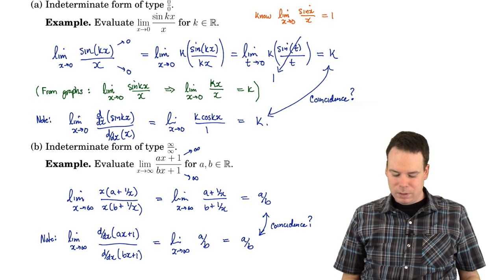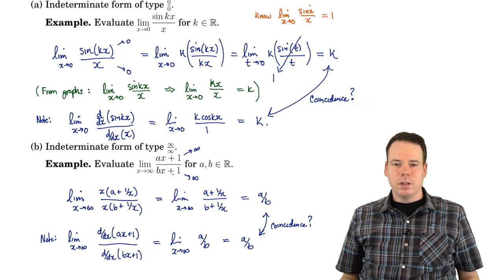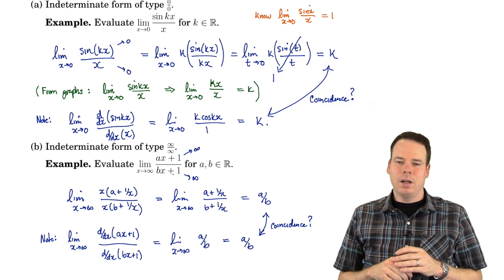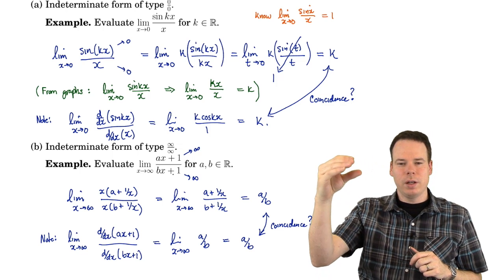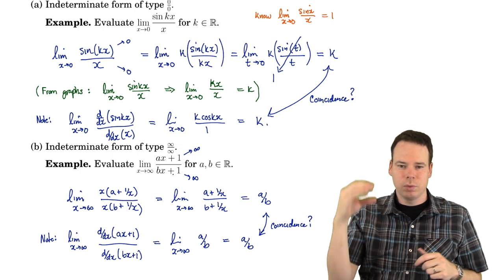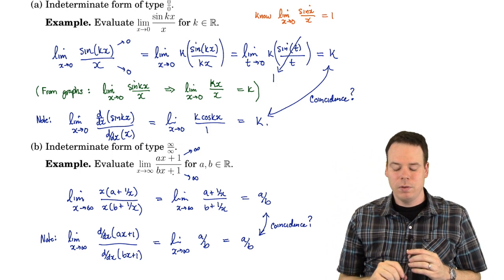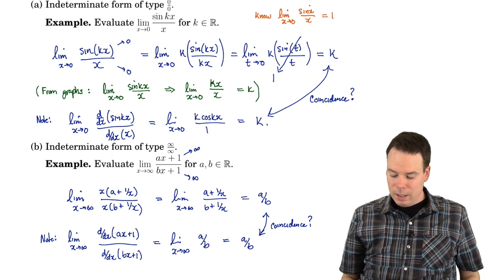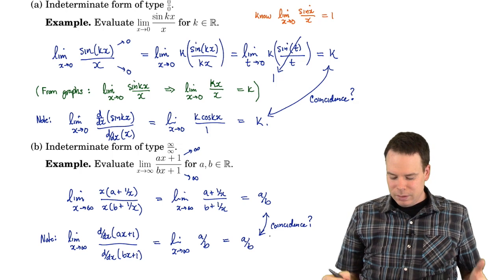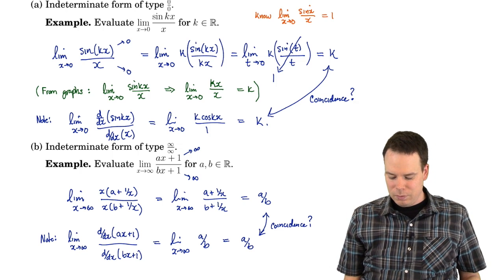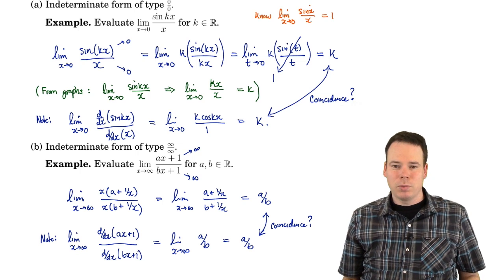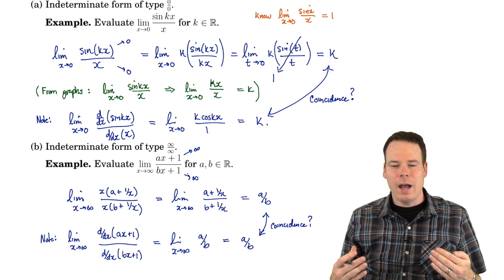In a sense, I'm saying, instead of looking at the limit of the original function, look at the limit of the rate of change of the numerator over the rate of change of the denominator. In other words, the derivative of the numerator over the derivative of the denominator. And it turns out we get the same answer. Is this a coincidence? Well, we can at least intuitively think probably not, because what's happening here? As x goes to infinity, the top's going to infinity, the bottom's going to infinity. It really depends on how fast.